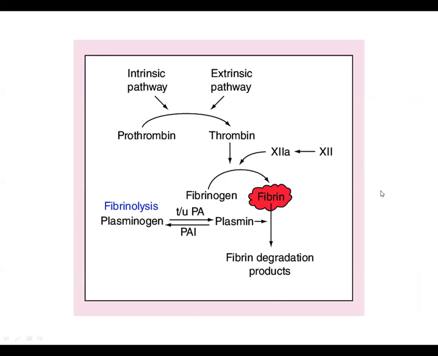Now when fibrinogen is converted into fibrin, that may lead to fibrin degradation products due to fibrinolysis. Plasminogen will get converted into plasmin, causing the breakdown of the fibrin, and the fibrin degradation products will be formed. This is the normal mechanism we have already discussed, and you have already done it in your physiology.